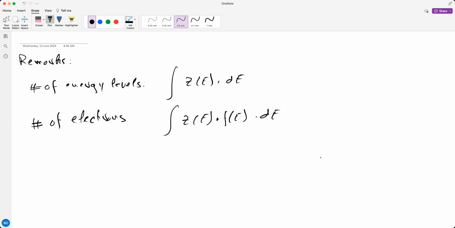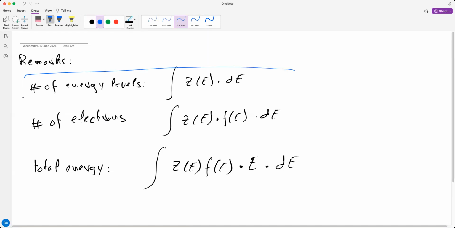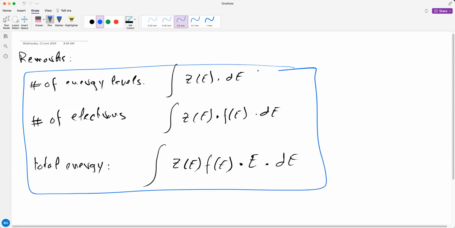Now, if I want to calculate the total energy, for example, if I ask you what is the total energy of the system, then the total energy will be the number of states times the probability of occupation times the energy, and then dE. This is how you calculate the total energy. Those are very important quantities that you need to know.